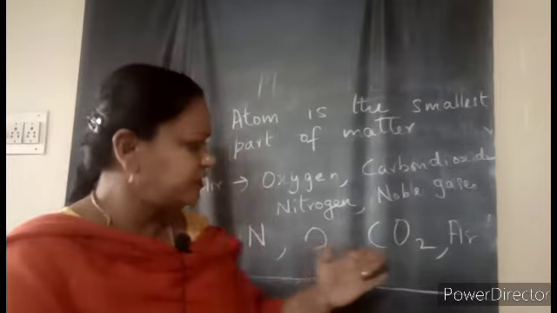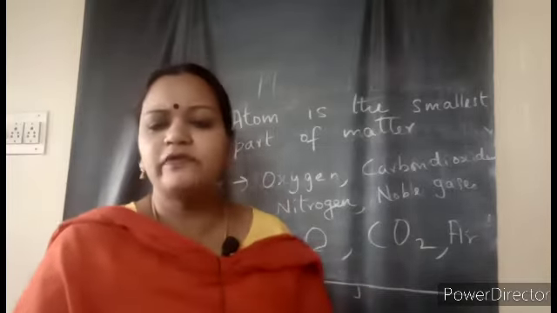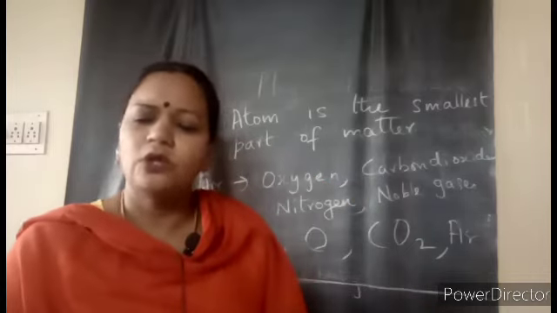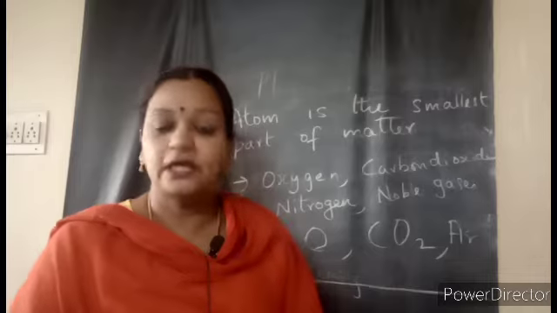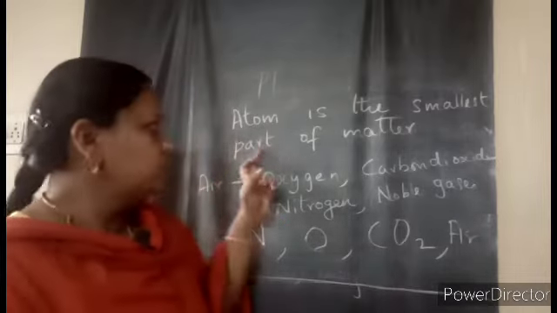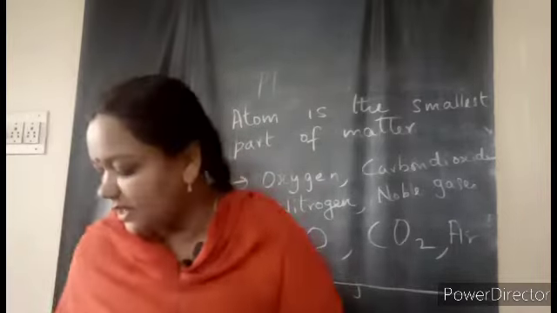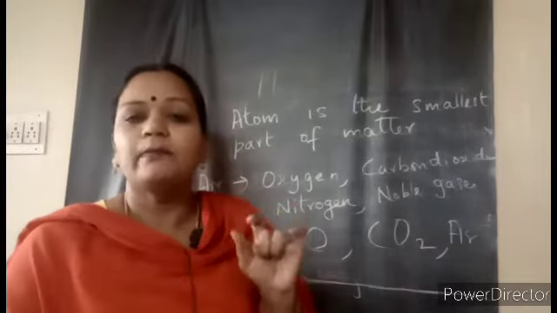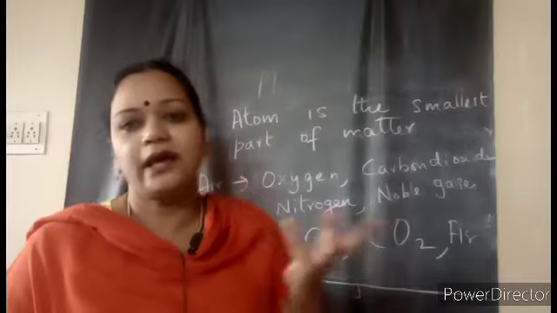How is this oxygen different from carbon dioxide? We learned in the pollution chapters and all that air also has carbon monoxide. So what makes all these differences? That is what we are going to learn. So now you know that the atom is the smallest part of matter, and atoms combine and form elements and compounds.